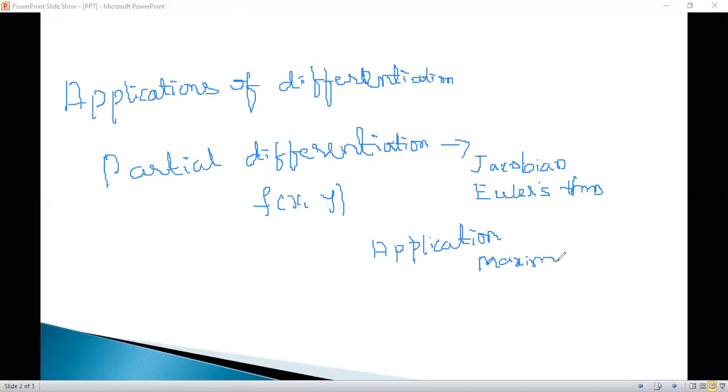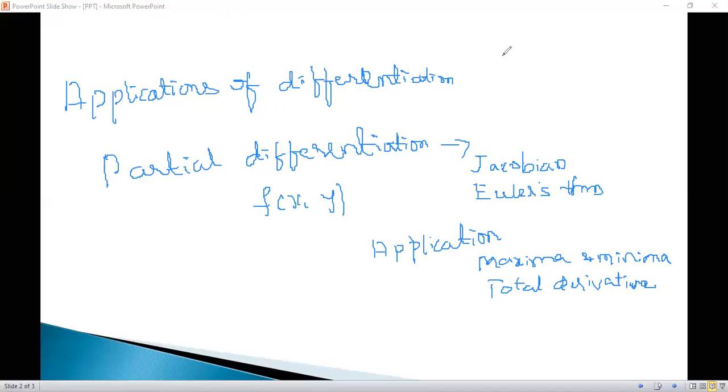So once again, we have discussed how to find the maxima and minima of a function of two variables, followed by total derivatives. These are the applications we have discussed, and we have discussed a few problems also, on how to find the maxima and minima of a function of two variables, and how to find the total derivative for a function of two or more than two variables.